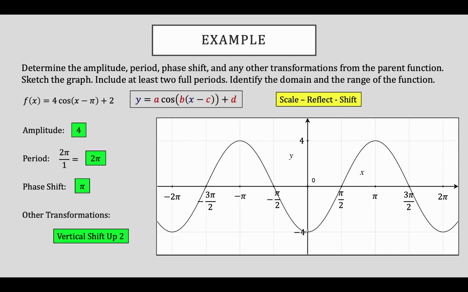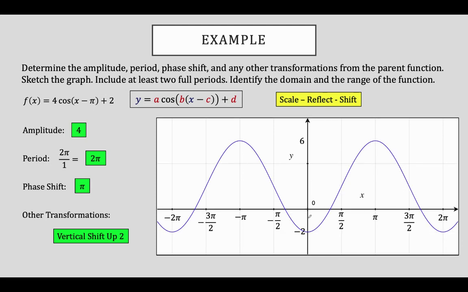And then finally, our vertical shift, we want to shift everything on the graph up 2 units. So if we shift every single point on this graph up 2 units, the maximum values are now going to be at 6, and the minimum values are going to be at negative 2. There we have it, the shape of our function f of x equals 4 cosine x minus pi plus 2. What's the domain of our function?